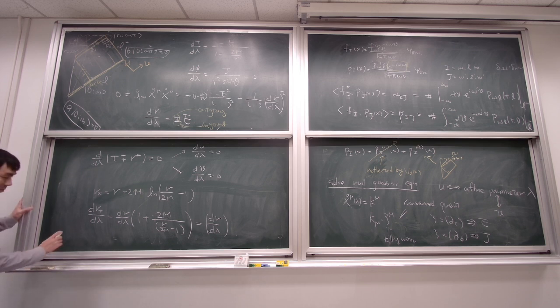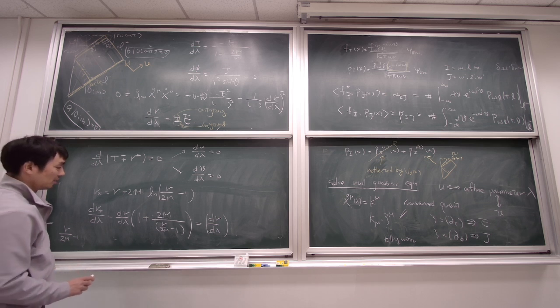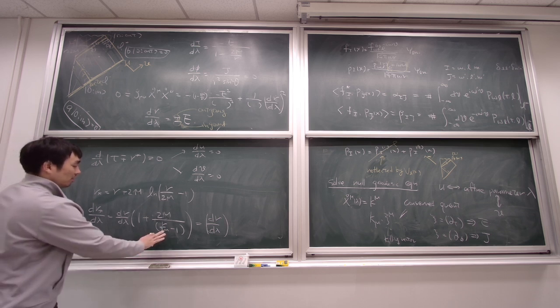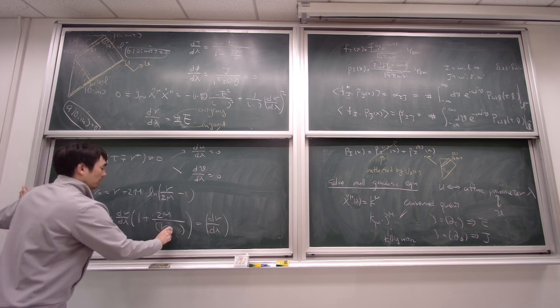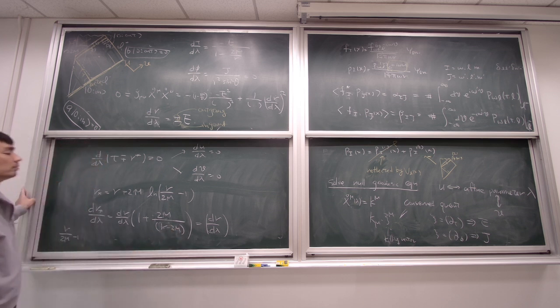So sorry, so what's the computation? 2m minus 1. The denominator should be r minus 2m. Yeah, denominator r minus 2m. That's true. R minus 2m. Yeah, that's true. Okay, good.